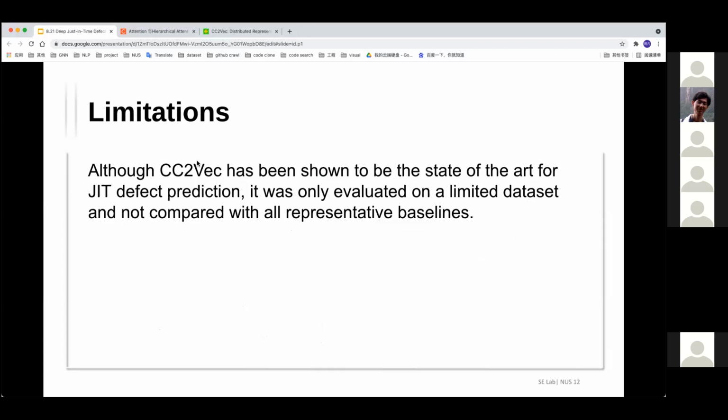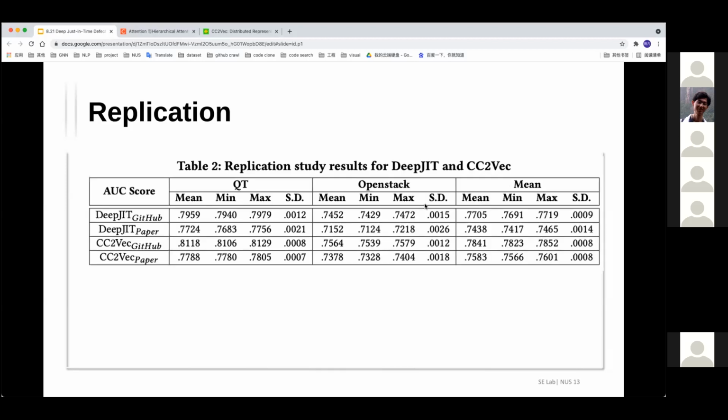And the paper thinks that there are limitations in the previous method. They think that it was only evaluated on a limited data set and not compared with all representative baselines. So the paper mainly constructs a large data set and then does more comparison. First, they reproduce the previous work, the DeepJIT and the CC2Vec.